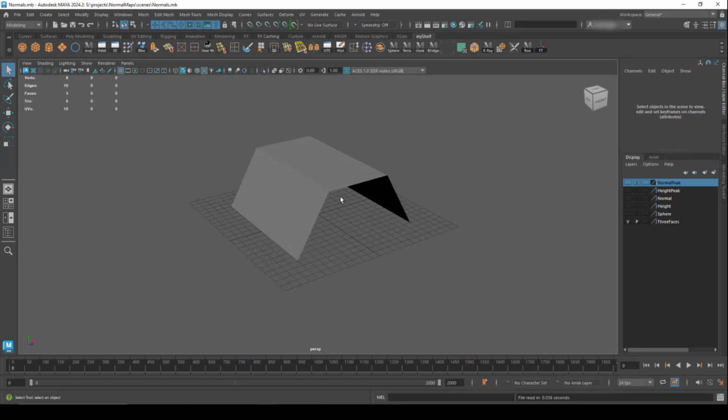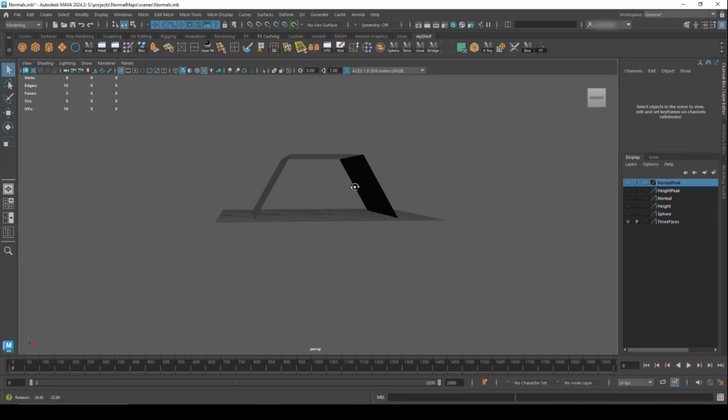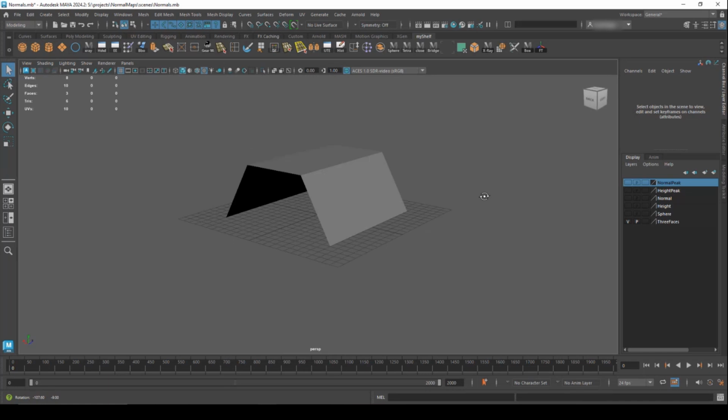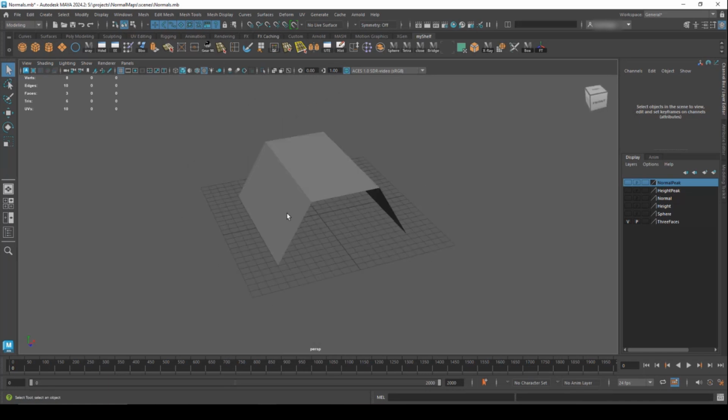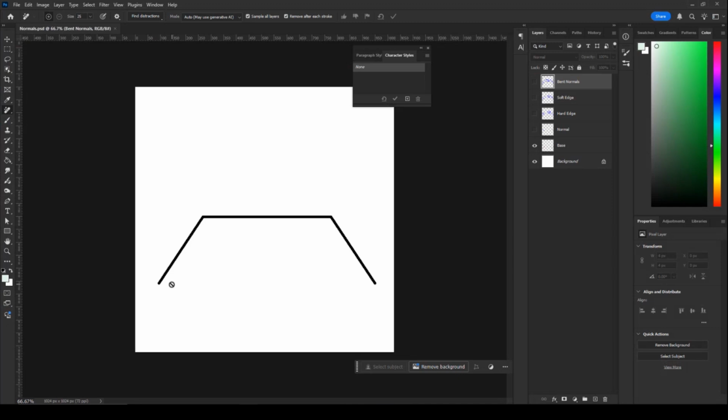So, first things first, let's imagine that I've got this shape right here, three faces stuck together, and I'm going to look at it edge on. All right? And this is what it looks like edge on.